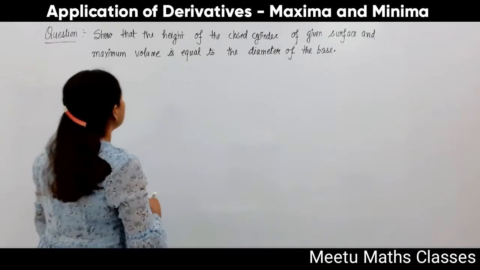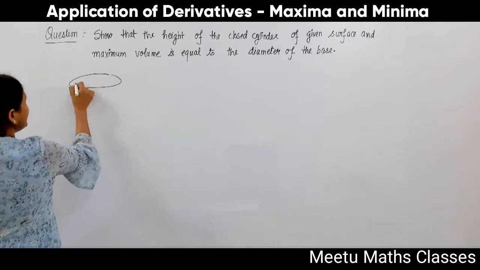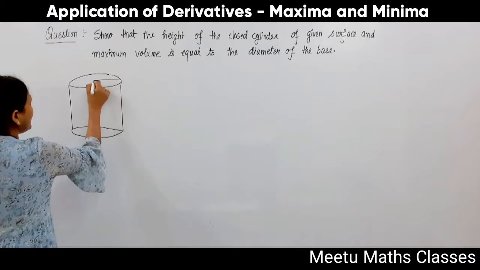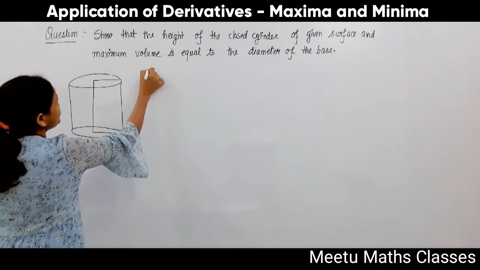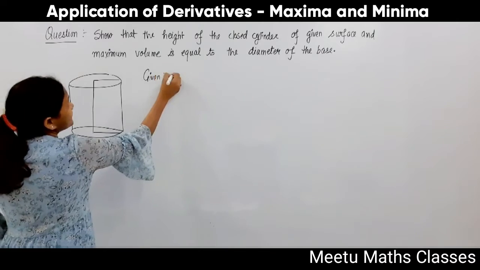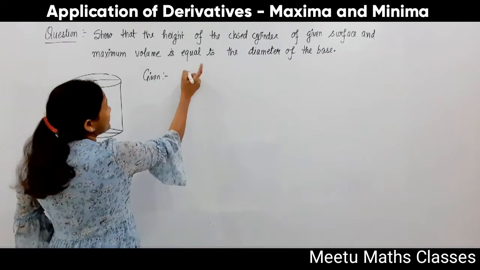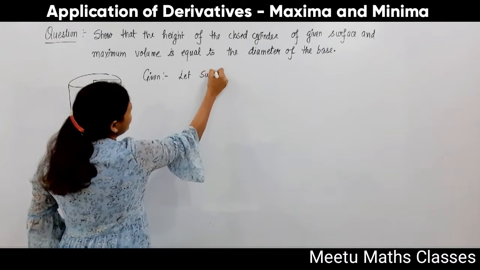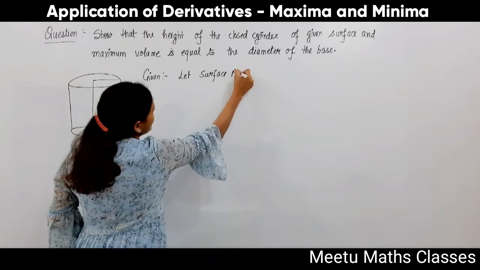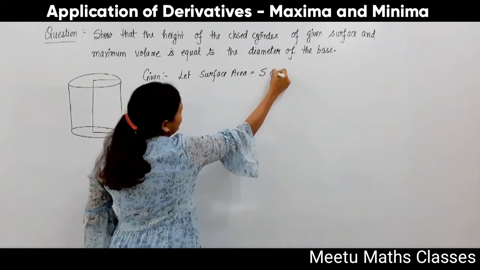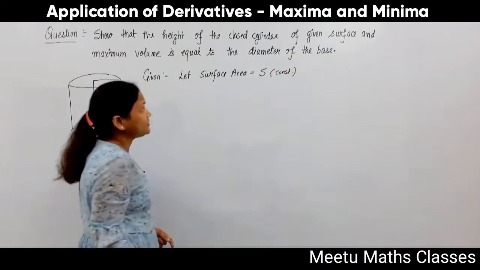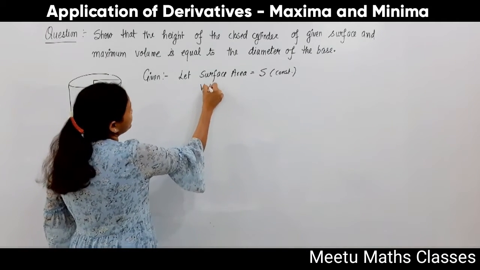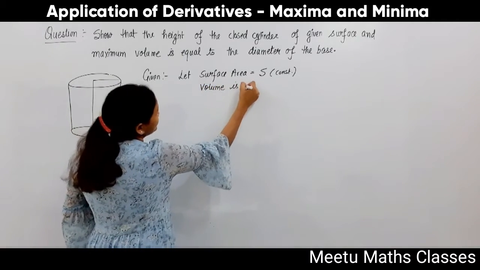So you are given a cylinder. Let us draw a cylinder first, and we are given that the surface area is given. So let surface area be equal to capital S, and capital S will become a constant because it is given, and we are also given the volume is maximum. The two things are given.